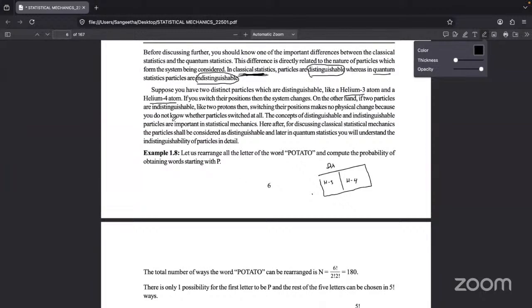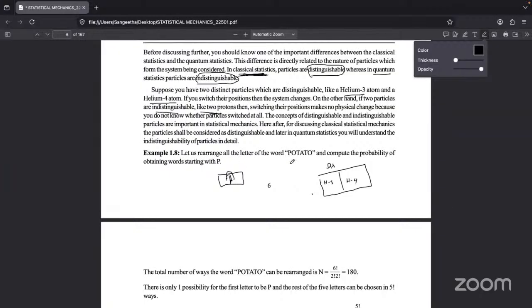Next we have indistinguishable particles. Here the example we are taking for indistinguishable particles is two protons. Two protons are kept in two partitions. We cannot identify them, even if the position is switching from one place to another. So helium-3 and helium-4 come under distinguishable, or we can say classical statistics comes under distinguishable. Next, with two protons, even if they switch, we are unable to find any change, any physical change, so that comes under indistinguishable particles.